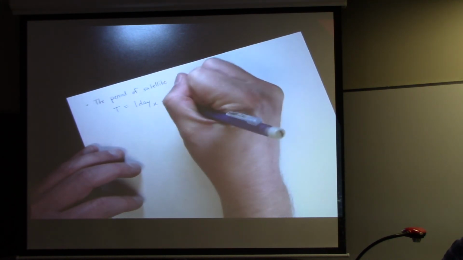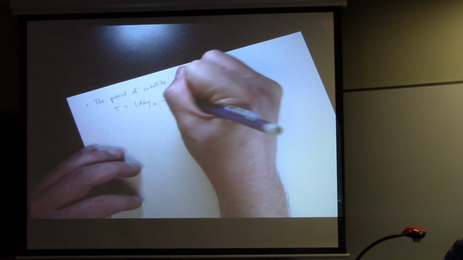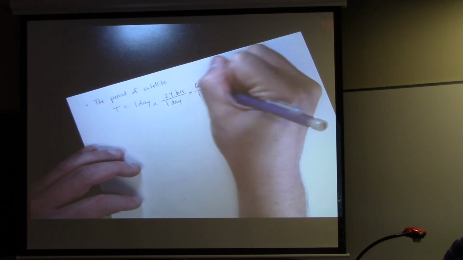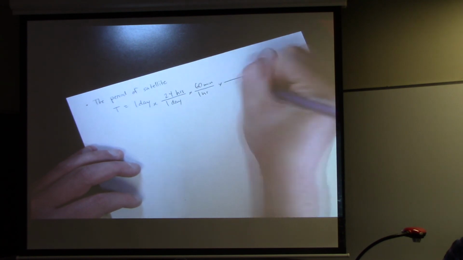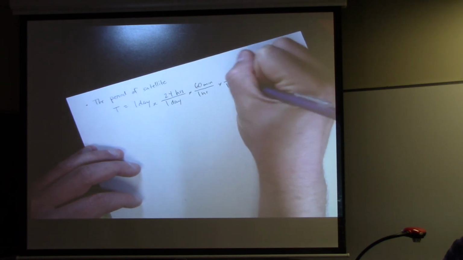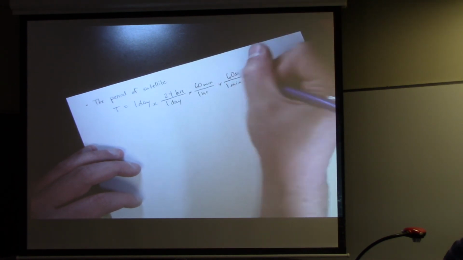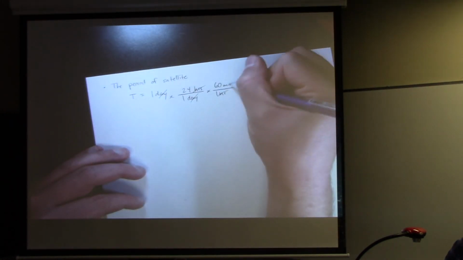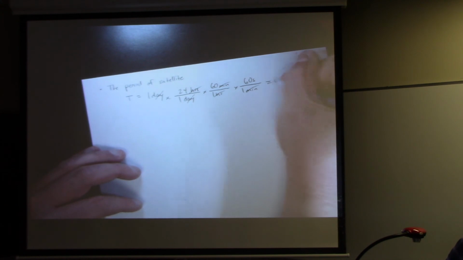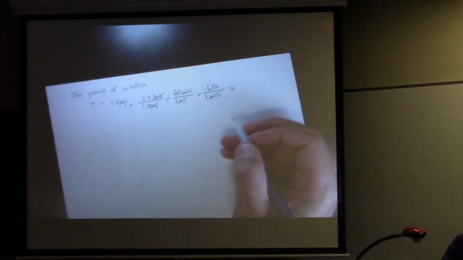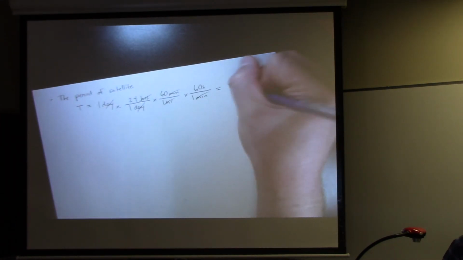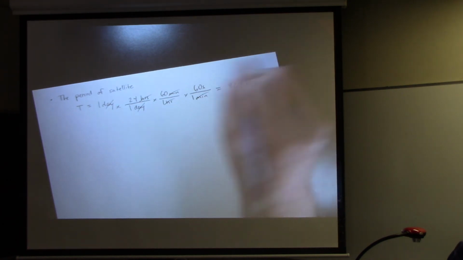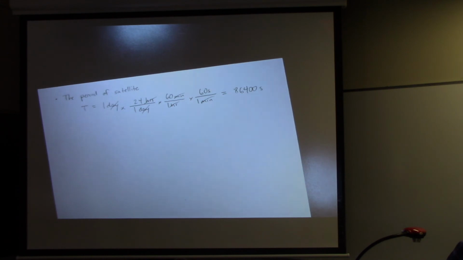In 1 day, we have 24 hours. In 1 hour, we have 60 minutes. In 1 minute, we have 60 seconds, so let's do some unit cancellation. Days go away, hours go away, minutes go away, and then we're left with seconds. So this comes out to 86,400 seconds, which is just a day.